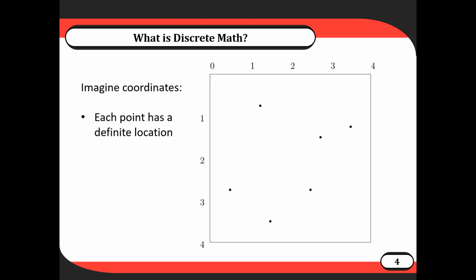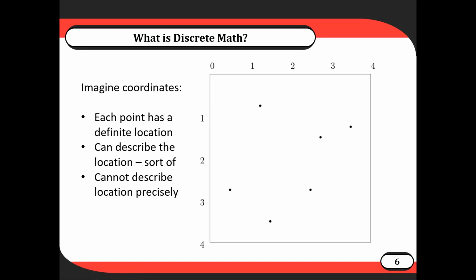So imagine a set of coordinates in a plane somewhere. From 0 to 4, we have these coordinates 0, 1, 2, 3, 4, and then we can put points on the plane, and then we can identify where the points are by their coordinates. But while each point has a definite location, it's difficult to describe in this case, because this one might be at 1 point something in the x-axis, and at 0.9 something or other in the y-axis. But it's difficult to pin down the location precisely.